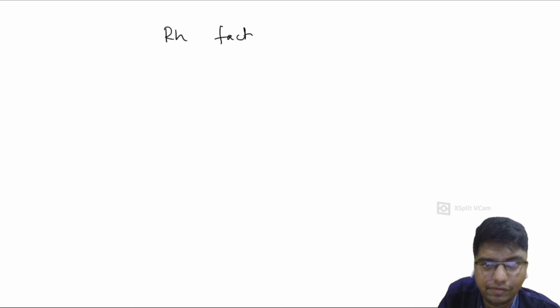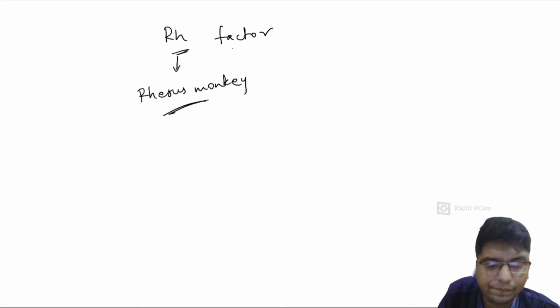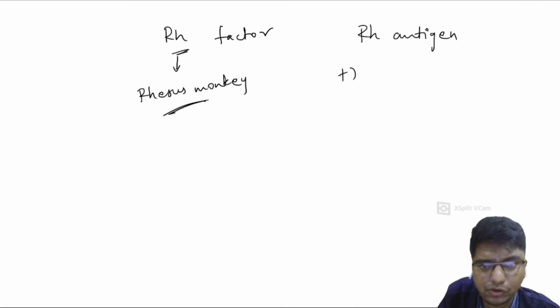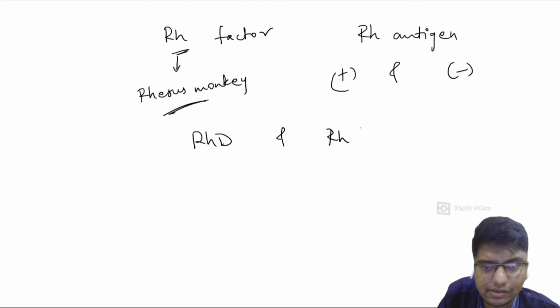Rh factor. Rh factor was discovered in rhesus monkey. Right? It is dependent on the presence of Rh antigen. If it is present, it is positive. If absent, it is negative. Basically there are two genes for this. The first gene, I will write here, RHD and RHCE. These are the two genes.